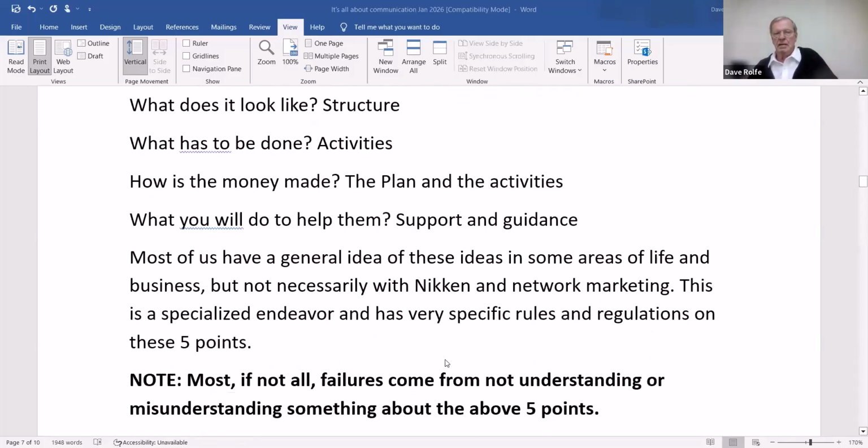Okay. Most of us have a general idea of these ideas we just talked about, the 5 areas in life and in other business, but not necessarily with Nika. So somebody calls me up and asks, how do you make the money? That happens all the time. Well, there are a number of ways we make money, but the best way is to build a team, and let me show you how that works. And I draw it out on a piece of paper so that they have the actual picture.